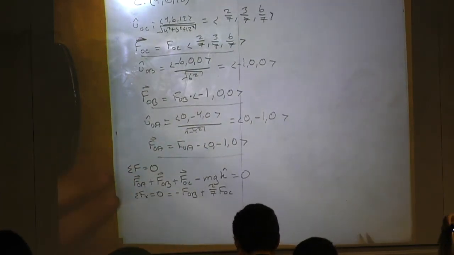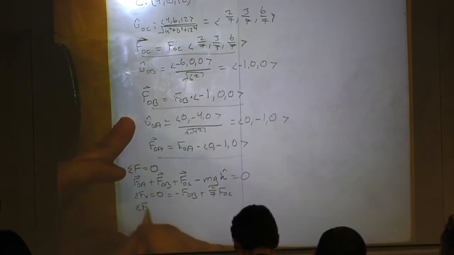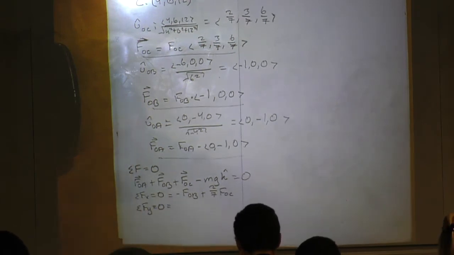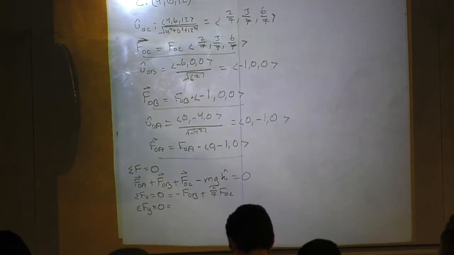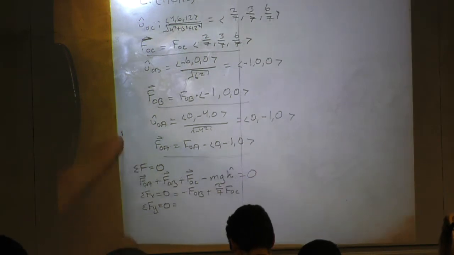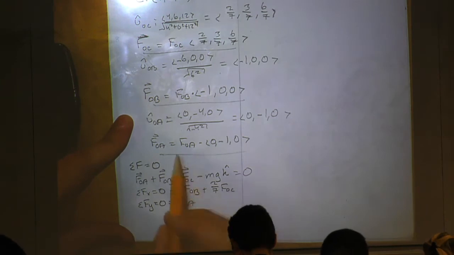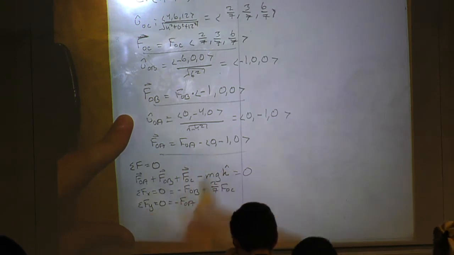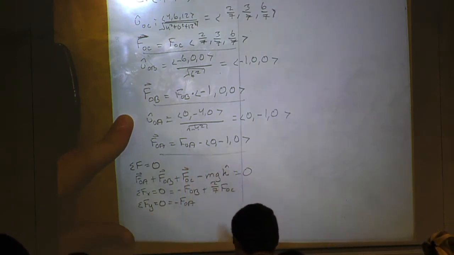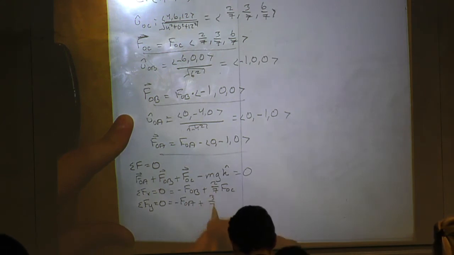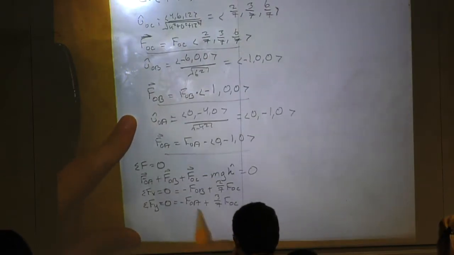Now, sum of forces in y. I'm going to run through all my sum of forces equations and then solve them. In statics, you always want to solve for what has the least unknowns first. Here I have negative F_OA, because we're dealing in the y, and then plus 3/7 F_OC. Two unknowns.